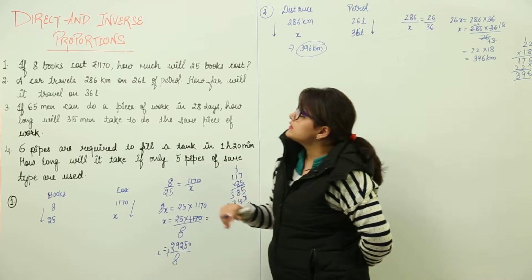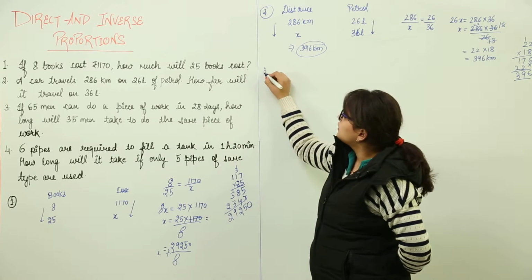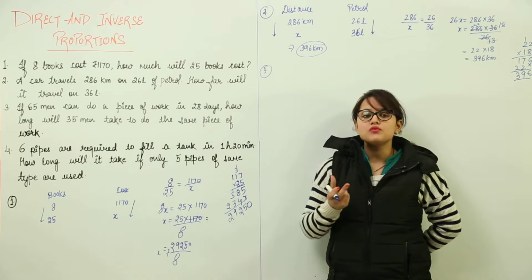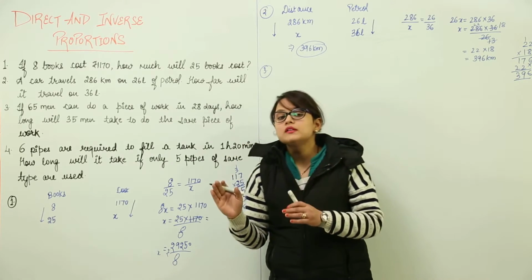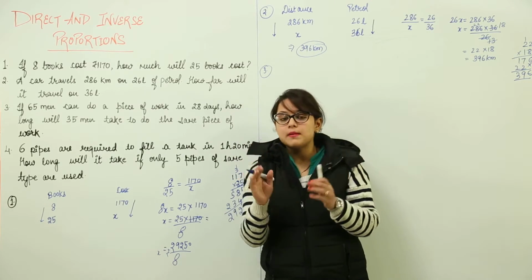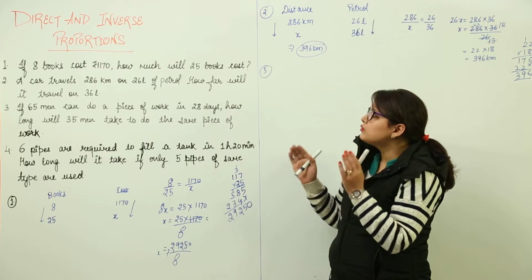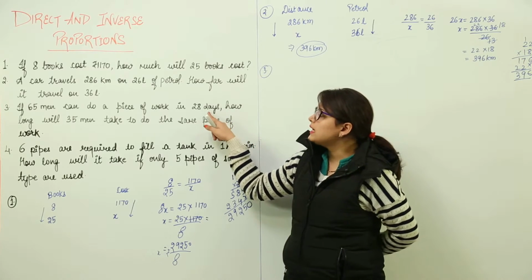Understood? Let us discuss the third question now. The third question says, if 65 men can do a piece of work, compare this to the farmer example that I had taken. The 65 men are able to do a piece of work in 28 days.